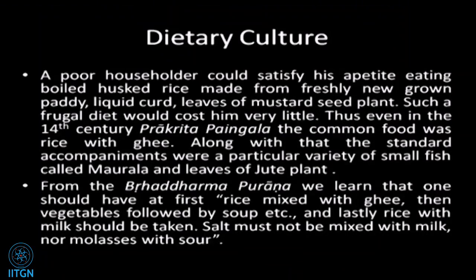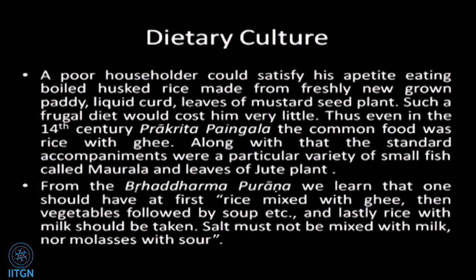Next, which is very important for everyday life, dietary cultures. What do we eat every day? And here also we have, of course, from a later text, a very interesting description of the dietary practice of Bengal. And generally, for a poor householder, as you know, rice was the main thing that one could eat. So husked rice made from freshly new-grown paddy, liquid curd, leaves of mustard seed plant, such a frugal diet, and so naturally it would cost very little.